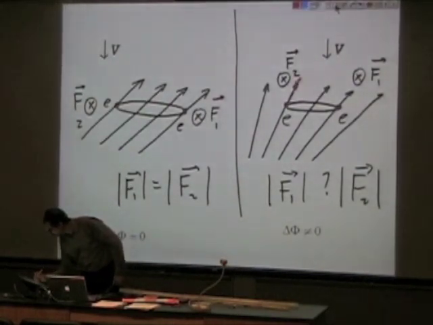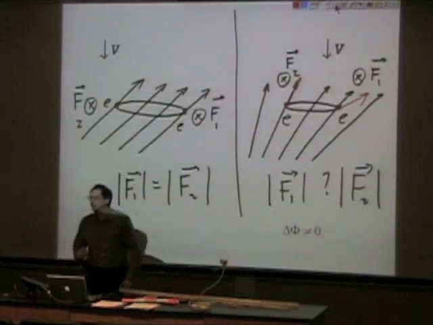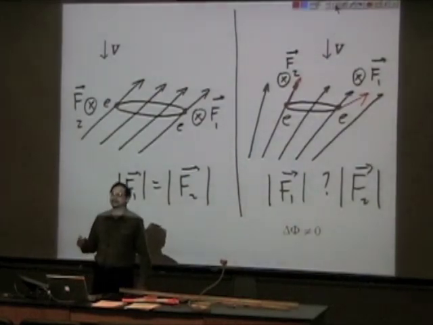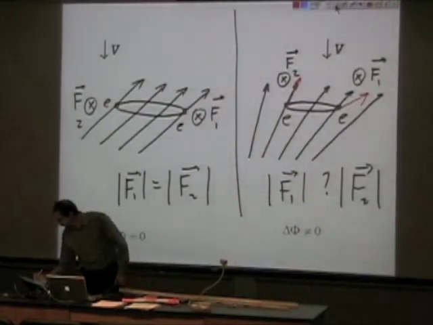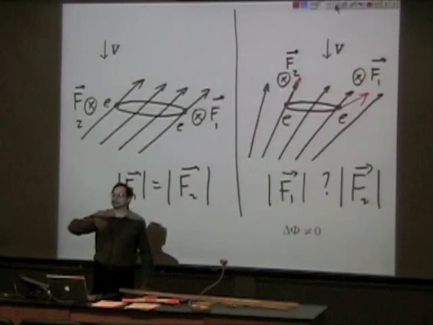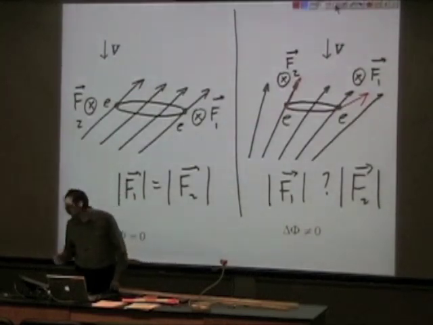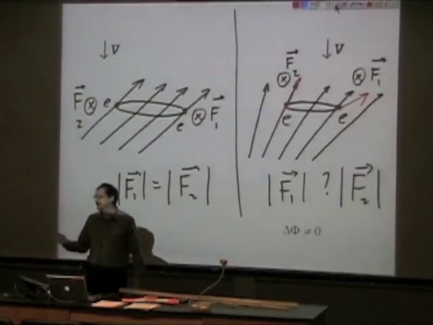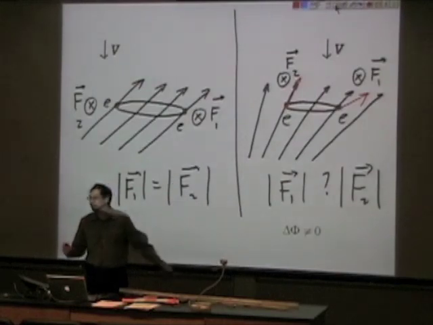Because the magnetic field is not uniform, the angle is different, the force is different. So these two electrons experience different forces. One force is stronger, and that results in some circular motion of electrons. So that's how the current is generated in this situation.